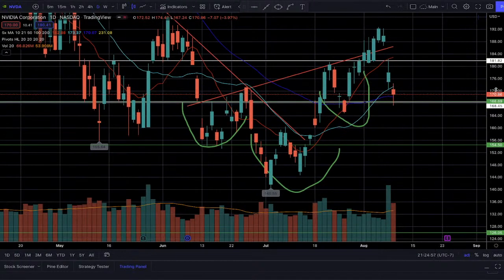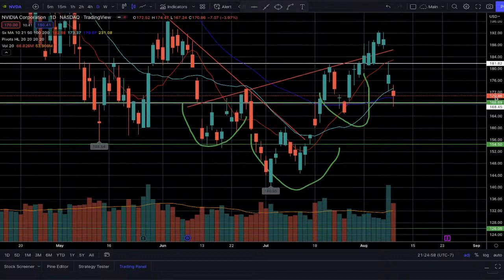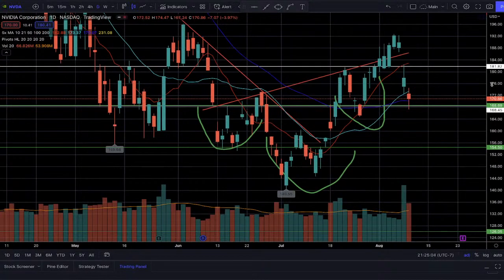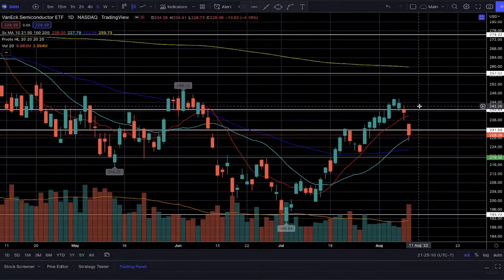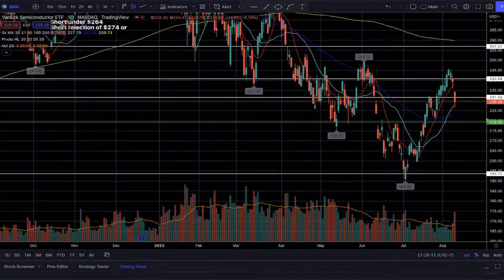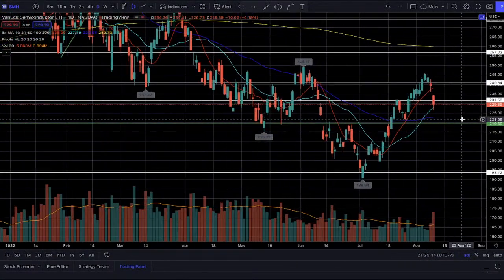So semis tend to be indicative of what could happen in the future. They lead on what could happen with the rest of the tech sector, especially. With the semi industry heading downward like this, I would say it's kind of bad. You might see a much bigger selloff tomorrow, so be on your toes, guys.